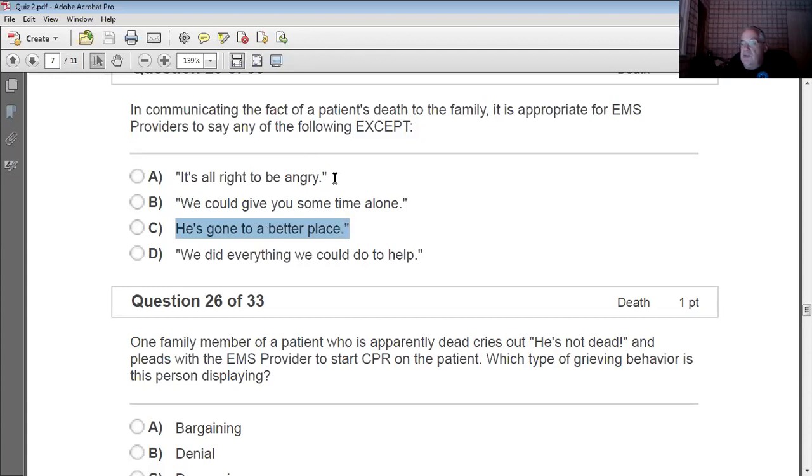In other words, we're trying to speak with them, and they may not think that the patient being dead means he went to a better place. So saying that to them may not help them. But saying it's all right to be angry, we can give you some time alone, we did everything we could to help, those are acceptable things. We're basically trying to help them through what they call the grieving process. When somebody grieves, it's how they deal with the death of a loved one.